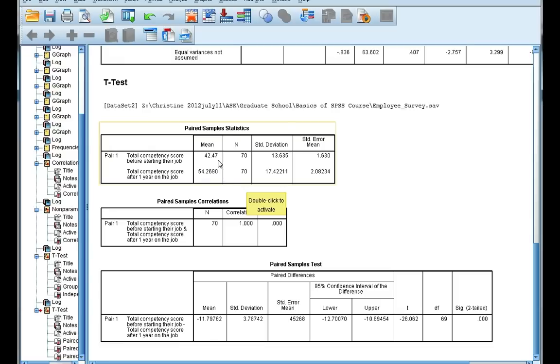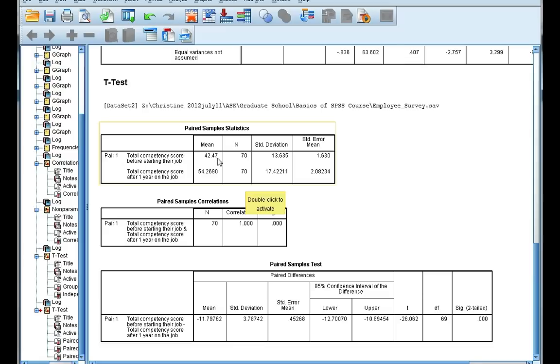So I can see that the mean before they start their job is around 42, and that is less than their competency score on average after 1 year on the job. If I move down here to the third table, this is where the results of my t-test are. Under mean, there's a value of minus 11.79. Now this is the mean difference between my two variables.